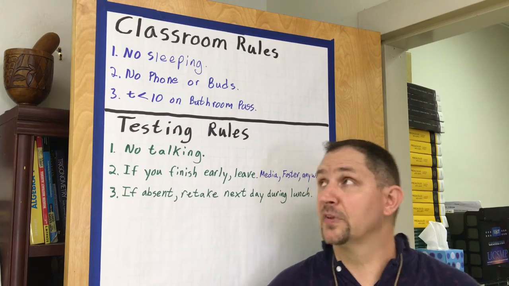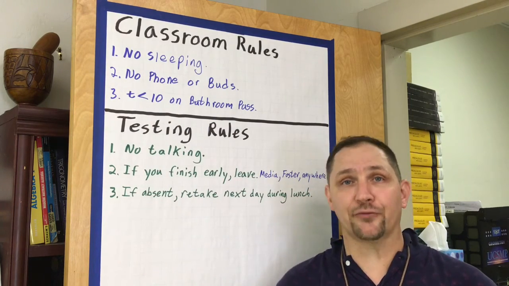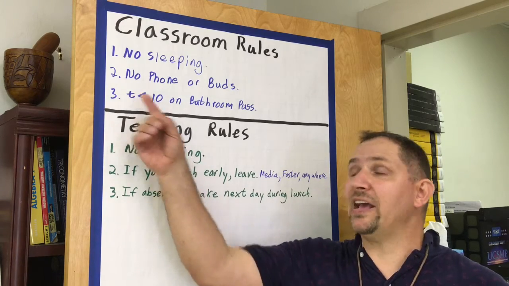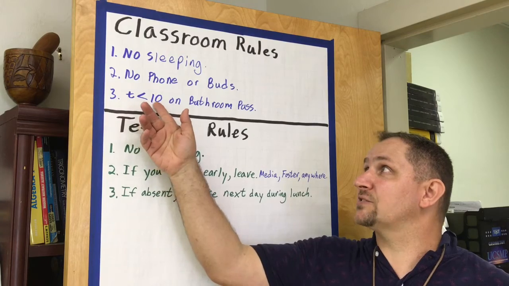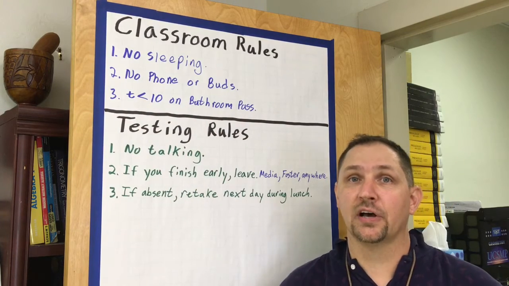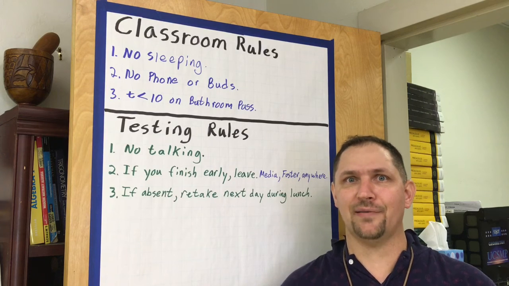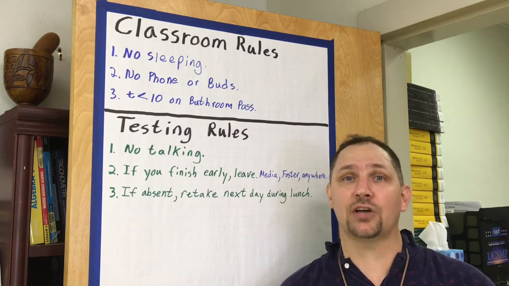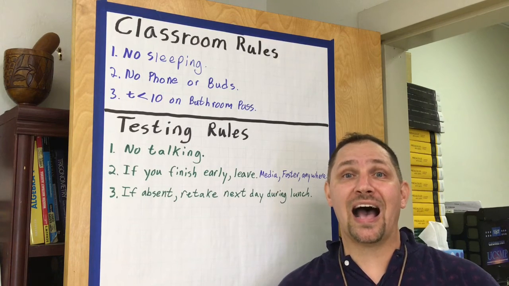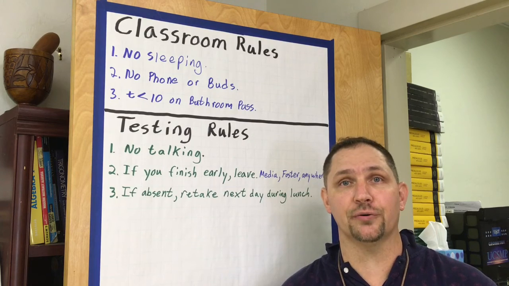I'll take it. Rule number 3 is a courtesy rule for the bathroom. Now, T is for time. So less than 10 minutes on the bathroom pass. Again, if you think you're going to take longer than 10 minutes to go to the bathroom, ask for a pass to go to the nurse. I hear she's got a very clean restroom facility for you.